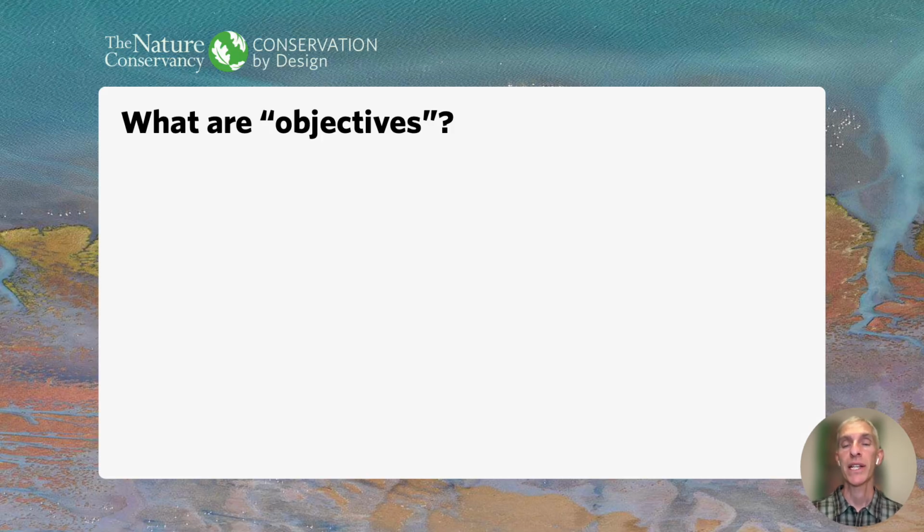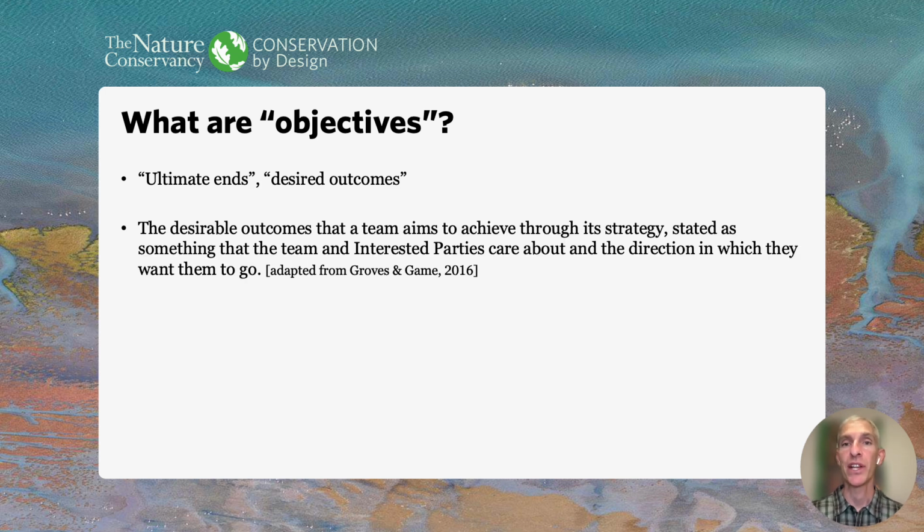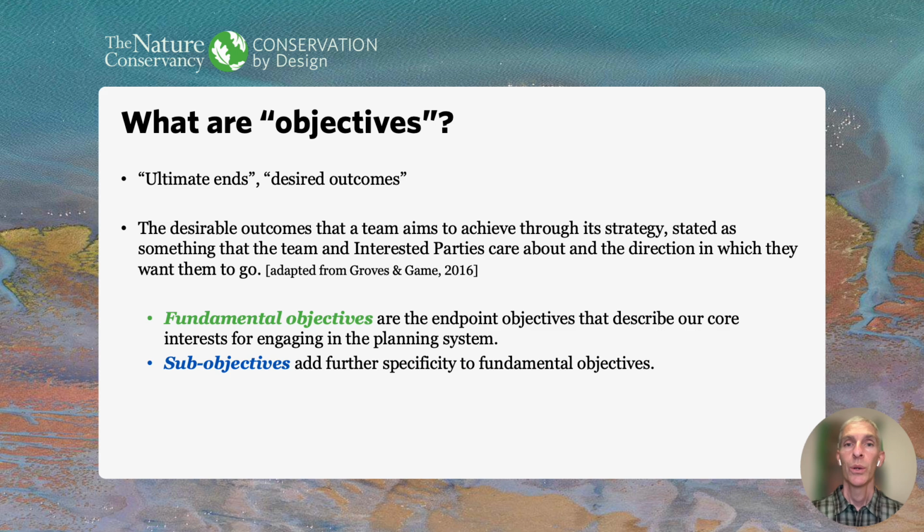I've been using the term objectives, so let me now define what we mean by that. The shorthand way to think about objectives is that they describe a strategy's ultimate ends or desired outcomes that a team seeks to achieve. An expanded definition is the desirable outcomes that a team aims to achieve through its strategy, stated as something that the team and interested parties care about and the direction in which they want them to go. What teams most need to identify are what we call fundamental and sub-objectives.